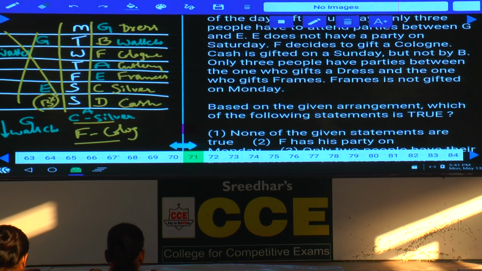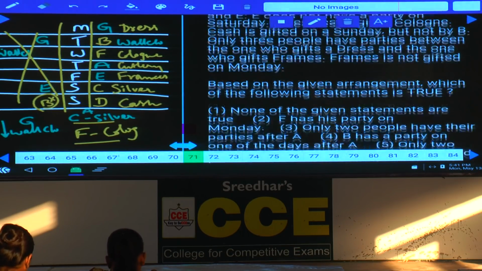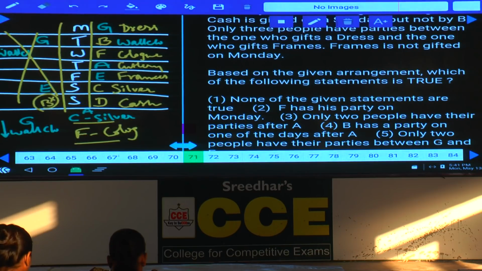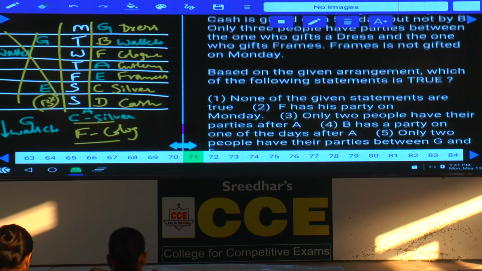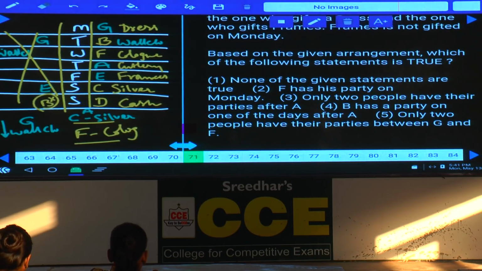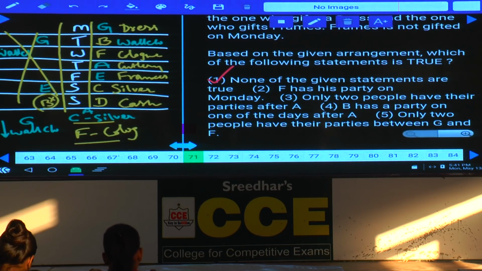Then question number 71, based on the given arrangement, which of the following statements is true? Choice 2, F has his party on Monday. F Monday is false. Only 2 people have their parties after A, that is also false. B has a party on one of the days after A, that is false. Only 2 people between G and F? Between G and F, how many people are there? There is only 1 person. And so what is your answer here? None of the given statements is true.